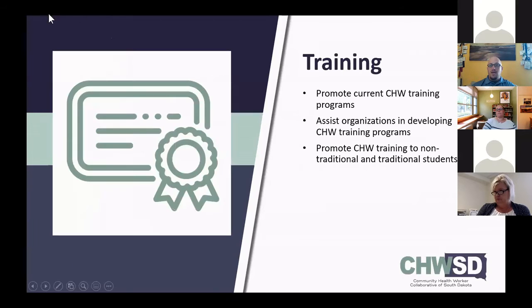Our next area of focus is on training, and Sam mentioned this a little bit already, the current training programs that we have available in South Dakota. But really what the Community Health Worker Collaborative is looking to do is to promote the current CHW training program and then assist organizations in developing additional community health worker training programs, and then promote the community health worker training opportunities to non-traditional as well as traditional students.